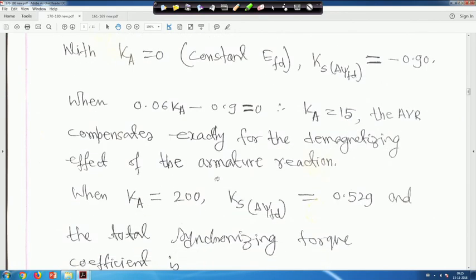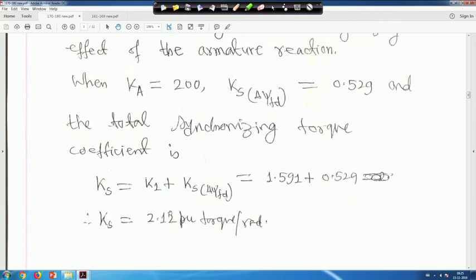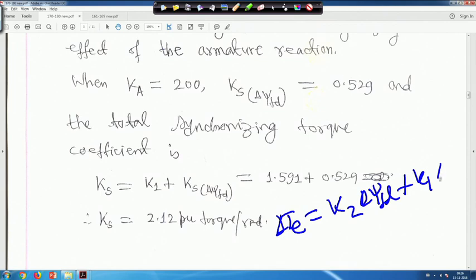If you put K equal to 200, then you will get 0.529 as the Ks due to delta psi Fd, and the total synchronizing torque coefficient will be K1 plus Ks delta psi fd, that is 1.591 plus 0.529. Why does it come? I am not going to the block diagram again, but if you go back to figure 30, you will see that delta Te is equal to K2 delta psi fd plus K1 delta delta.